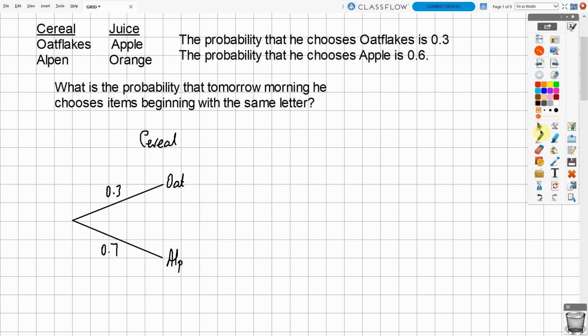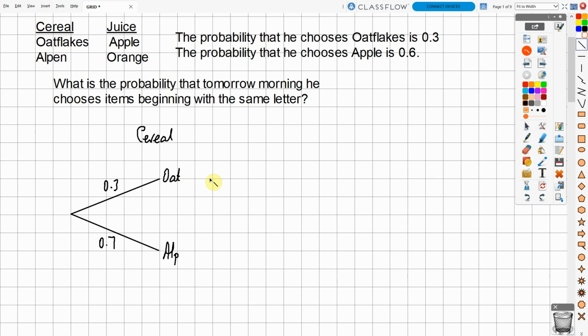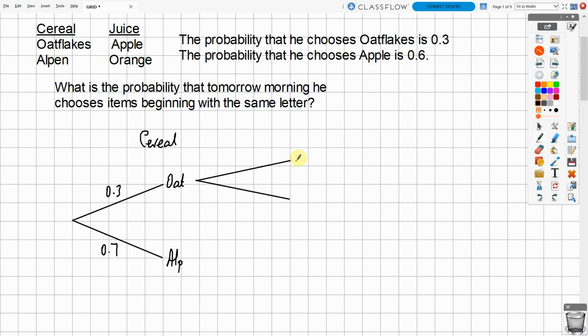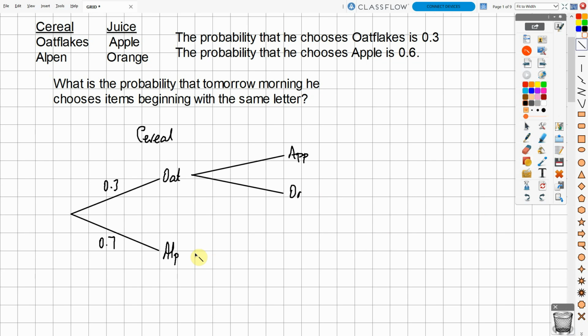Okay, so he's now picked one of his cereals. He then goes on to pick some juice. If he has chosen some oat flakes, then perhaps he chooses some apple or orange juice. Equally, if he's picked some Alpen, again, perhaps he picks some apple or some orange juice.